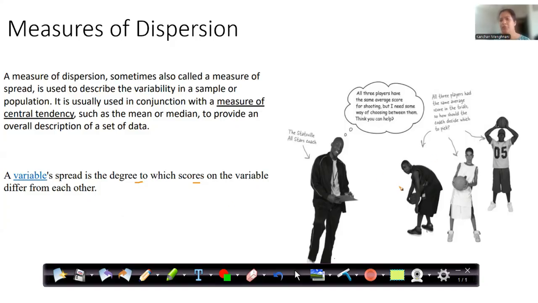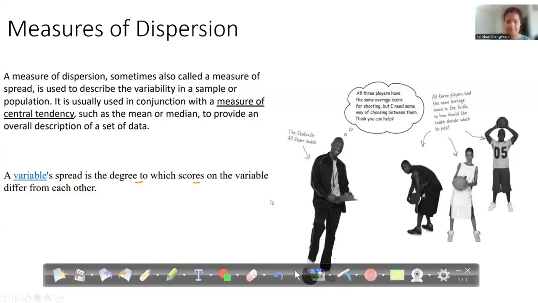I'm going to take an example which would help you understand these concepts better. Let's say you have three players and each of the three players has the same average score. If there is a coach who wants to select one of the players, how would he pick? He can't rely on any measure of central tendency like mean, median, mode because they're all the same. So what technique should he use to select one player? That's the agenda.